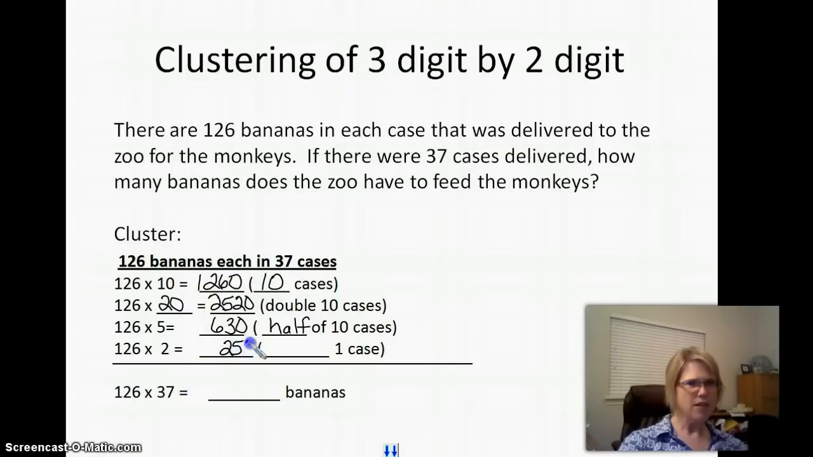Do you want to know how I found that so fast? If I know 20 groups is this amount, don't I know that 2 groups is just the 0 taken off? Shh, don't tell my secret, okay?